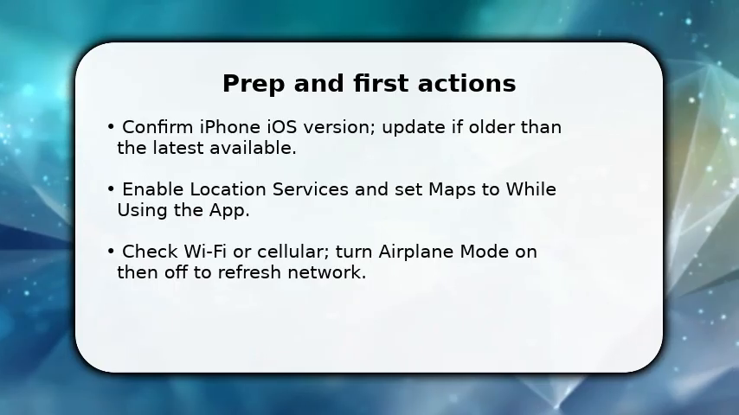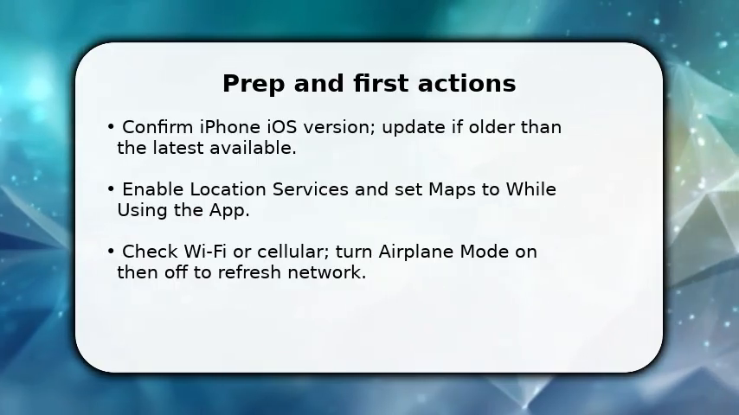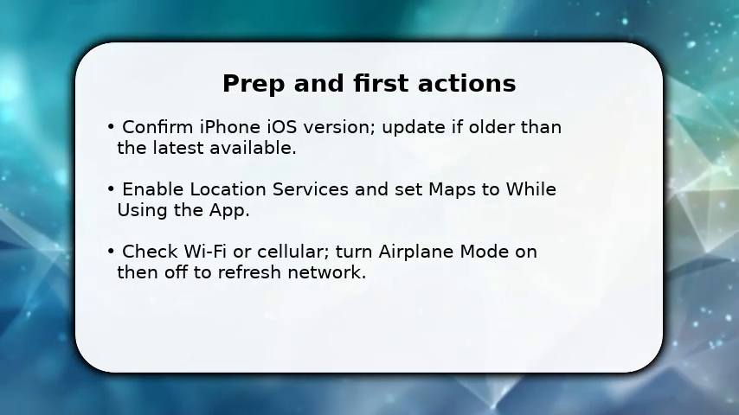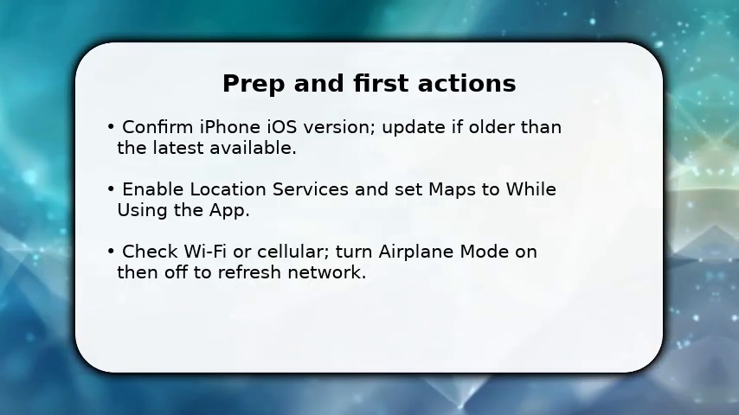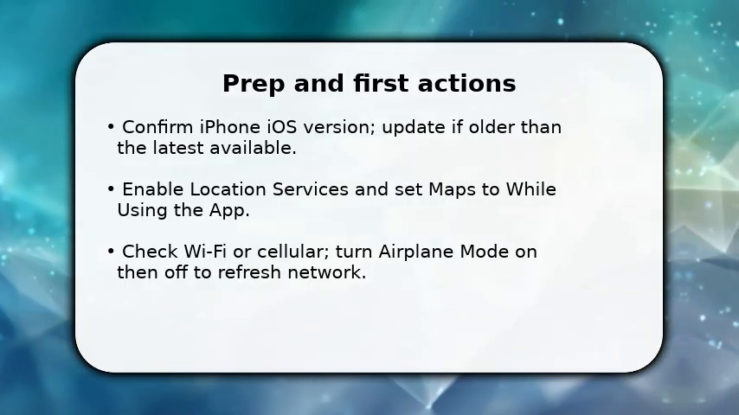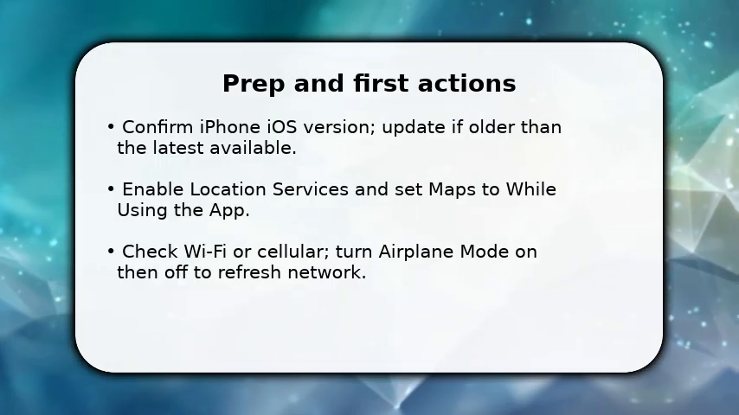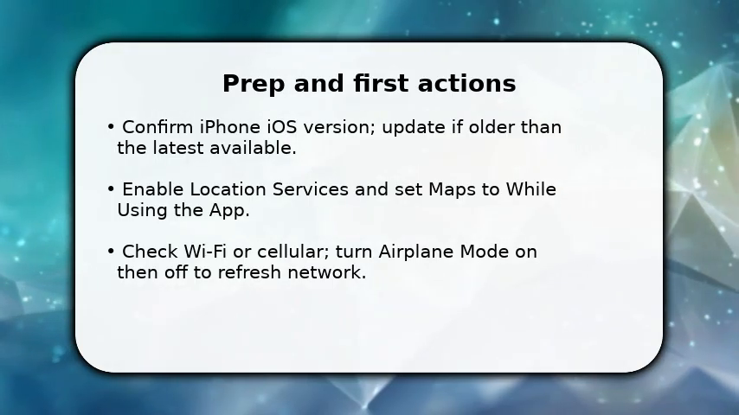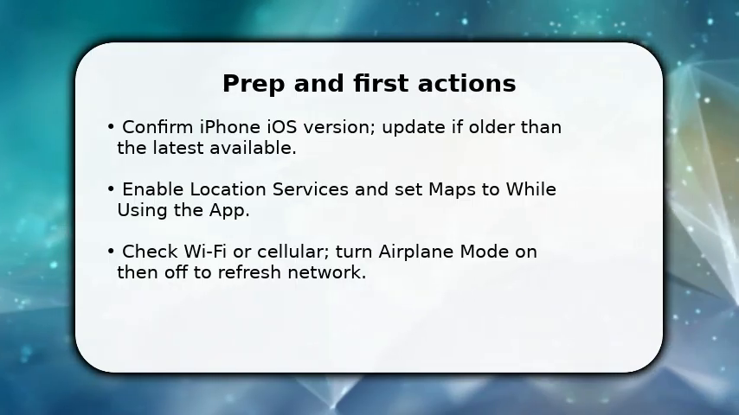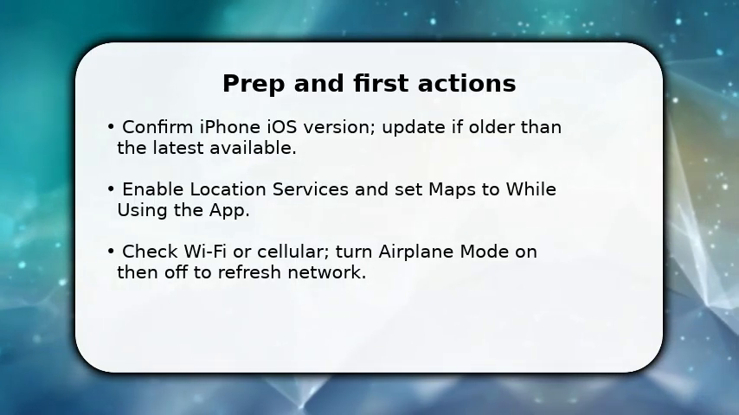You start by confirming prerequisites and taking immediate actions. Check Settings, General, Software Update and install the latest iOS. Once done, go to Settings, Privacy, Location Services and make sure Location Services are on and Maps is set to while using the app. This gives accurate, low-power positioning.